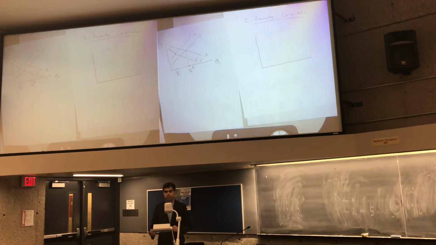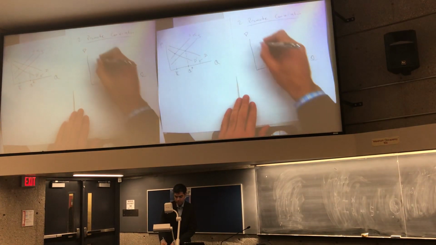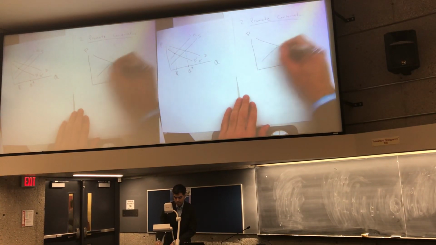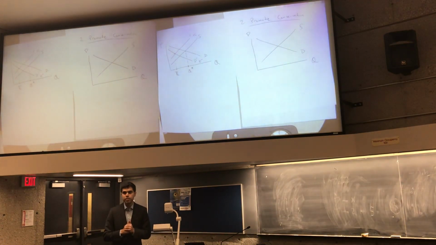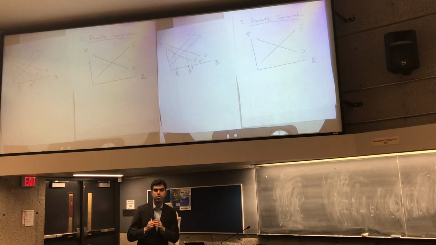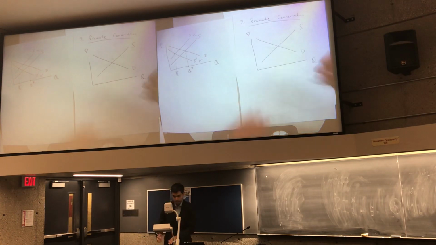Let's draw the supply and demand curve. We got P, we got Q, D, and S. Consumers choose to consume less. What's going to change? Demand, is it going to shift in or out? In. Demand shifts in.